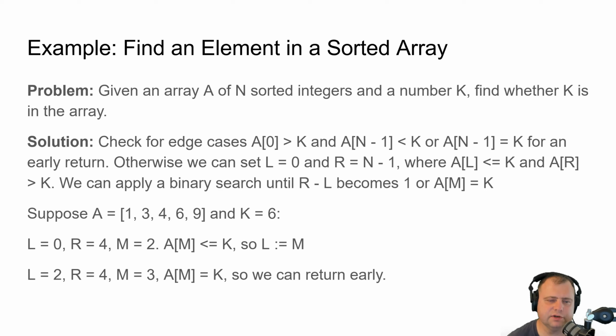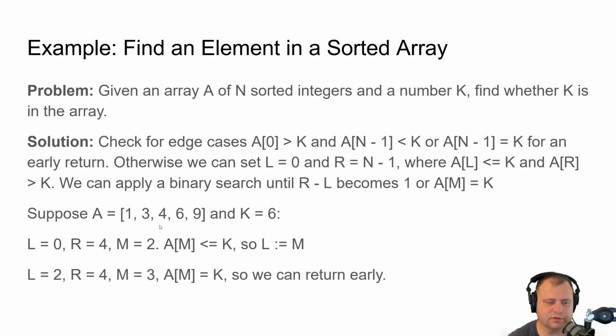So first we check the edge cases: a0 more than k, or an minus 1 less than k, or an minus 1 equal to k, for an early return. Otherwise we can set L equals 0 and R equals n minus 1. So AL is less than or equal to k and AR is more than k in this case. And we can apply binary search until the interval becomes 1, or we can return early if AM is equal to k.